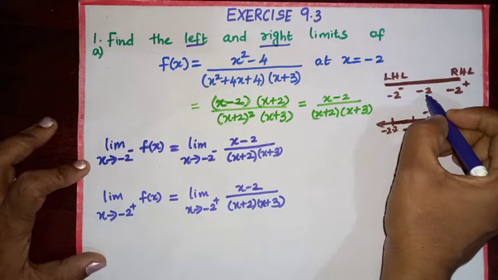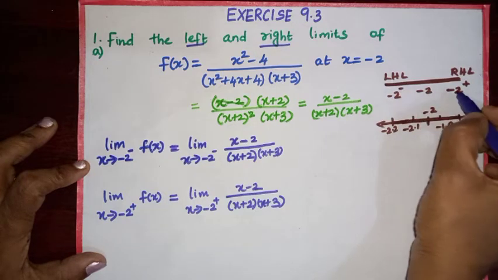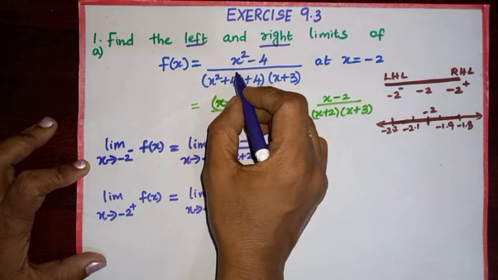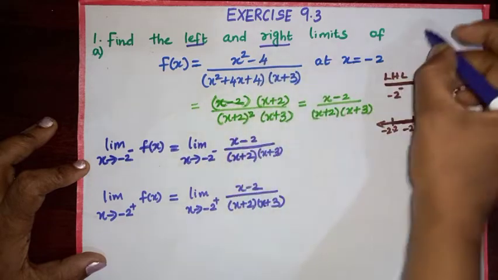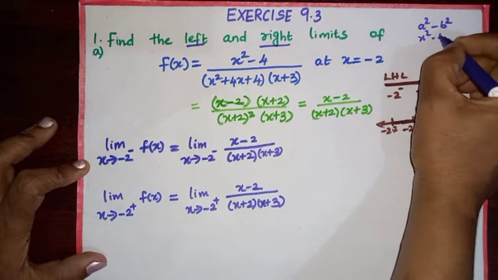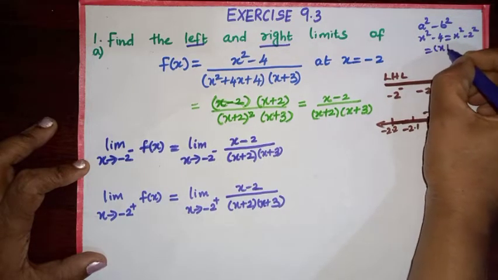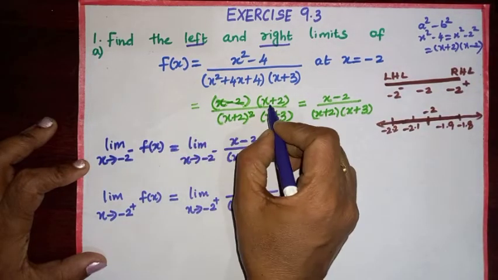Since at x equal to minus 2, left hand limit will become minus 2 minus. Right hand limit will become minus 2 plus. First I am going to simplify f of x. x square minus 4 is in the form of a square minus b square. Then x square minus 4 can be written as x square minus 2 square, which is equal to x plus 2 into x minus 2.